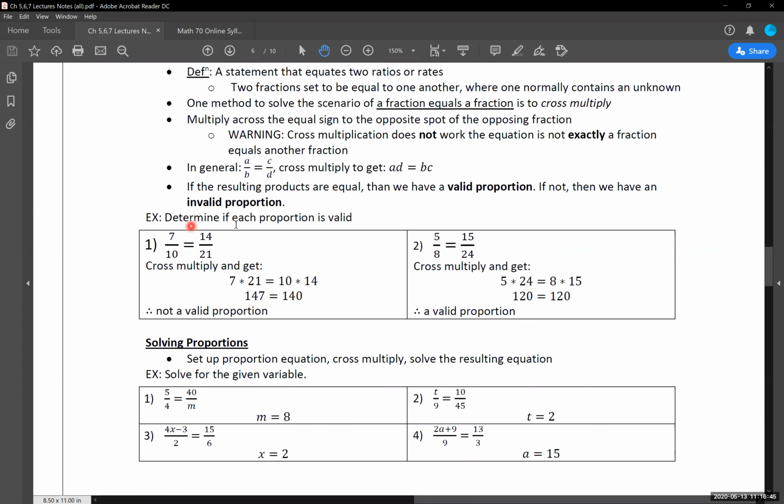So we're checking to determine if each proportion is valid or not. So if we have 7 over 10 is equal to 14 over 21, is this a valid proportion? So our process for doing this, we're going to cross multiply. So our general idea of cross multiplying, just like we have up here, I'm doing 7 times 21, just writing that out, is equal to 10 times 14. Again, write that out for yourself.